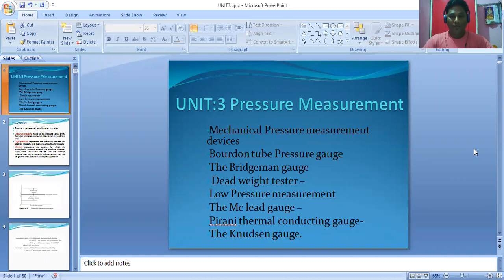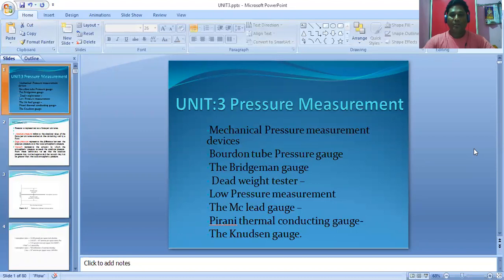In this lecture, we go to unit number 3, pressure measurement. In unit number 3, we will discuss the mechanical pressure measurement devices: the Bourdon tube pressure gauge, the Bridgman gauge, the dead weight tester, and low pressure measurement. The low pressure measurement covers the McLeod gauge, the Pirani thermal conductivity gauge, and the Knudsen gauge.